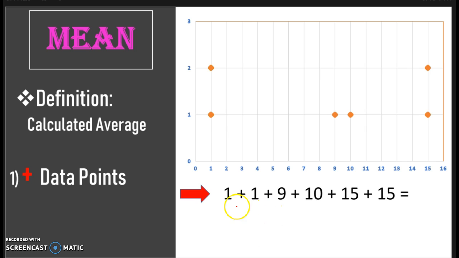That would look something like this. So 1 plus 1 plus 9 plus 10 plus 15 plus 15, which would equal 51.